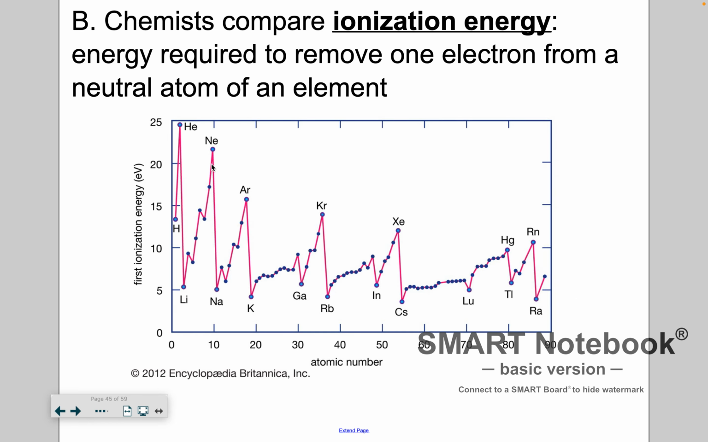So chemists compare ionization energies, which is the energy required to remove one electron from a neutral atom of an element. So here they have it spaced out, and you notice that our highest belong to which group? Okay, it is the noble gases, and our lowest are elements found in group 1, which is our alkali metals. So it doesn't take a lot of energy to strip that lone electron in group 1, but it does take a lot of energy to strip electrons from noble gases because all of their energy levels are filled.